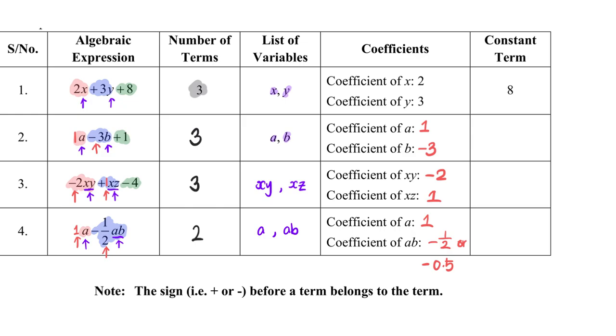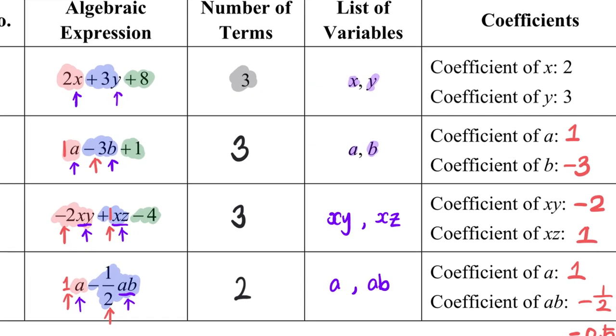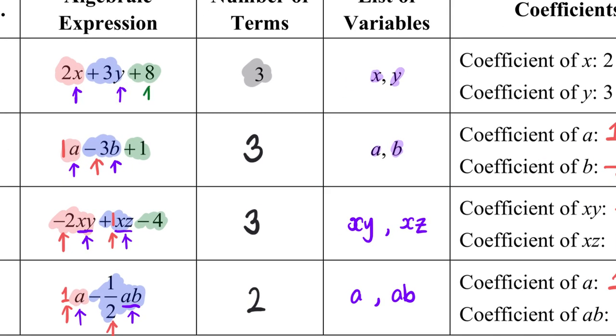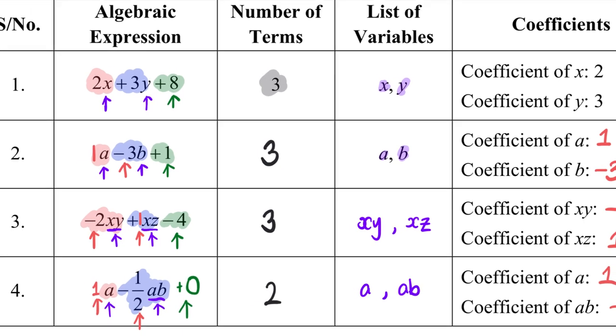And so, let's move on to the last, the constant term. Constant terms are numbers that do not have a variable. This is the constant term. This is as well. This is also. And if there's no constant term, the constant term simply means 0. Alright?